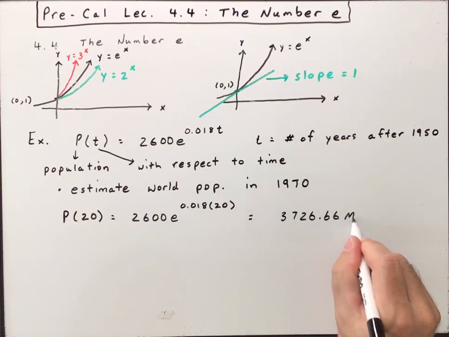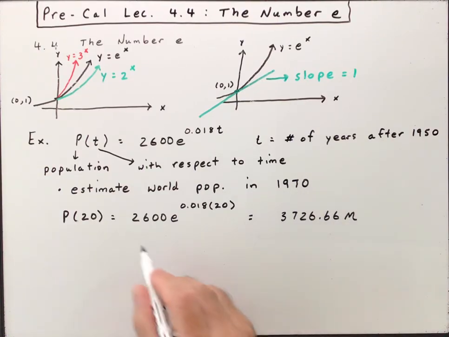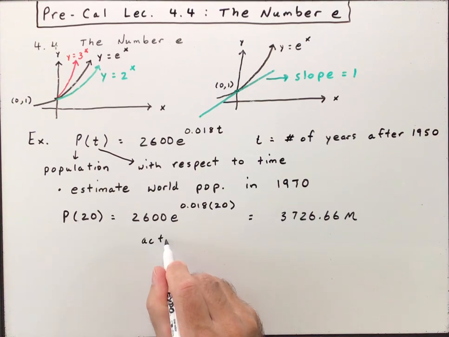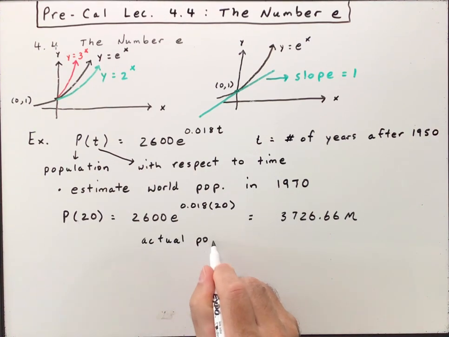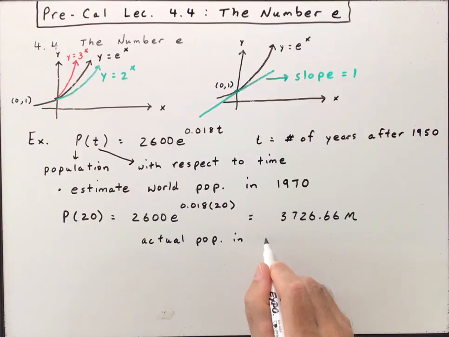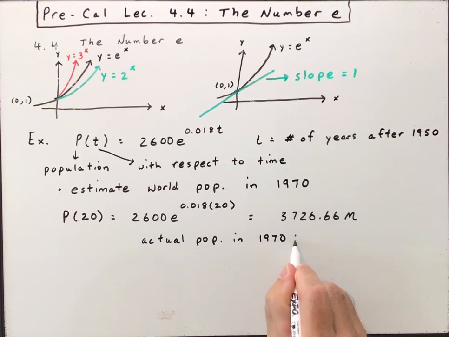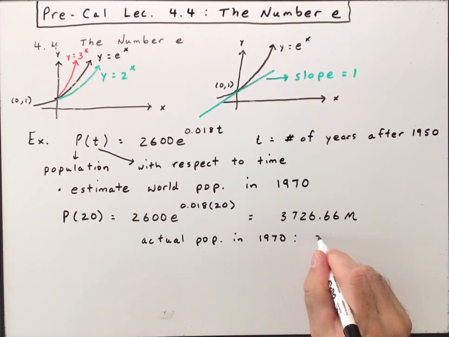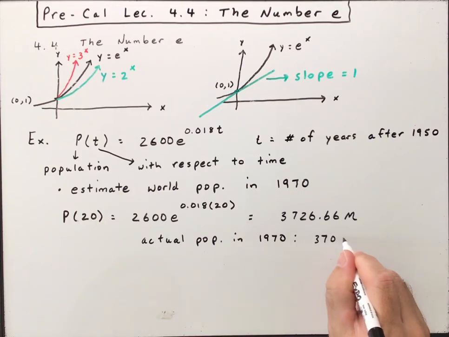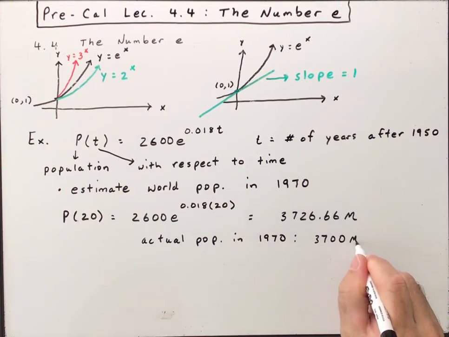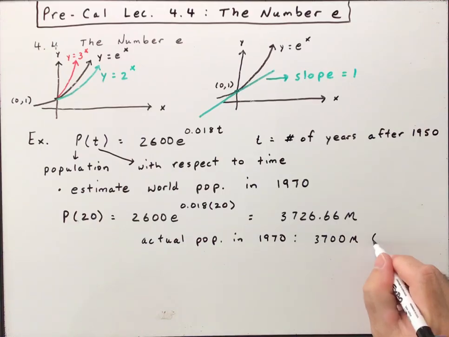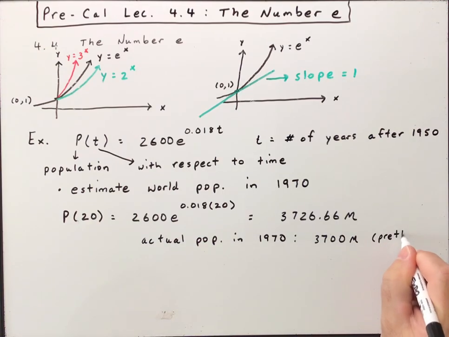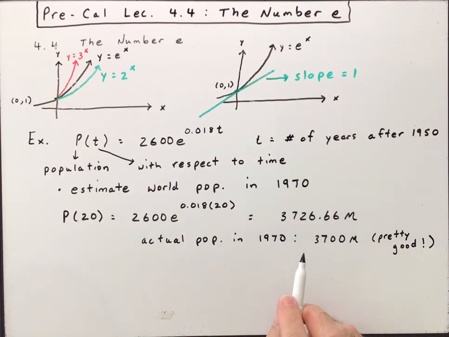And that's in millions. Okay, that's our estimate. The actual population in 1970 is estimated at 3,700 million. So 3.7 billion. So that's pretty close. So that's a pretty good model. Okay, so let's estimate.